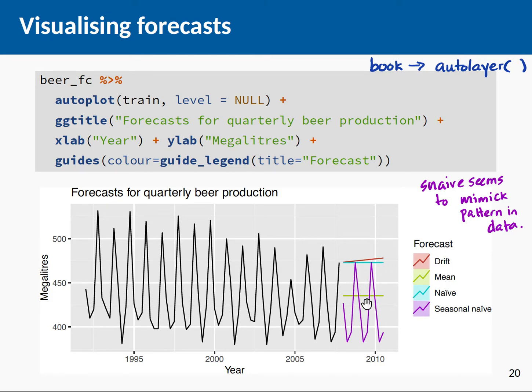We know that the mean model is just the average of the time series before. So this does look like the average of the time series. The naive model is just going to be equal to the last value in the series, which is this guy here. And the seasonal naive is going to mimic that pattern that you see in the data, because the value of the forecast should be equal to the value in the last season of the previous year.